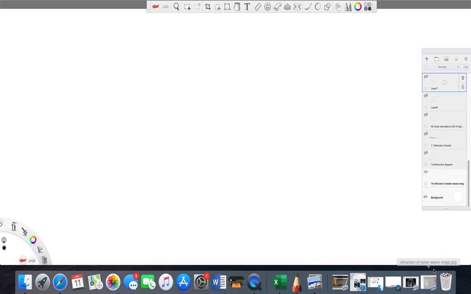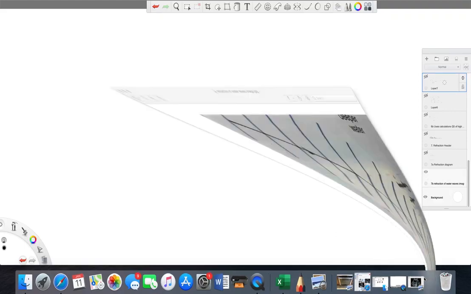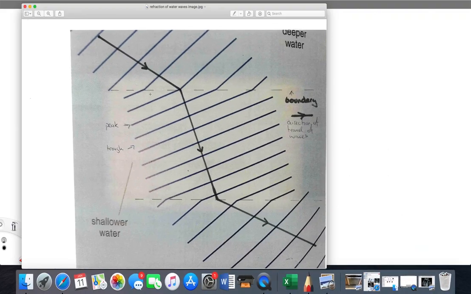And refraction of water waves. Here's a diagram that you need again to be able to draw and complete. So here we have, this could be waves coming into any change of density material. So here we have deep water up here, shallow water down here, and here we have my wave fronts. So these, if you like, we're looking down on top of the peaks of the wave. And this would be the line we would draw to show the direction of the wave, which is at right angles to those peaks. Here's the boundary between the deep water and the shallow water.